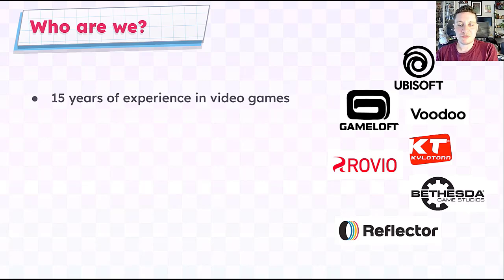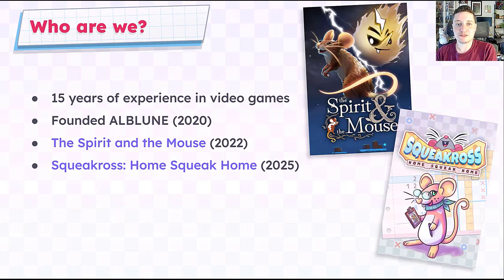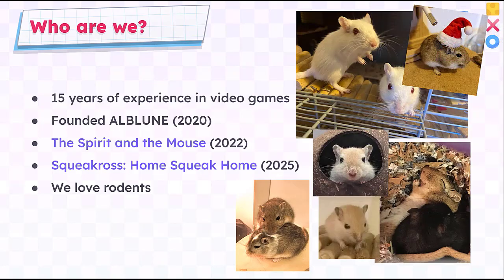So we are 2 game developers with each around 15 years of experience in the gaming industry. We worked in various companies from small mobile teams to bigger AAA studio and console productions. In 2020, we founded Alblune. It's our own game studio. And we released 2 games, The Spirit and the Mouse, which is a small third-person adventure game, and Squeakross Home Squeak Home, a puzzle decoration game. And we also love rodents, if it wasn't obvious from our games' names.